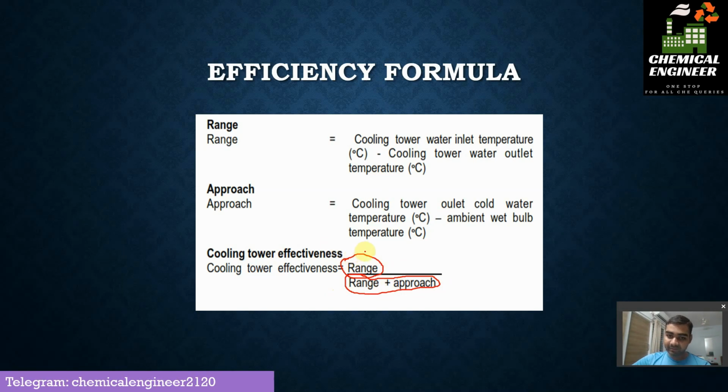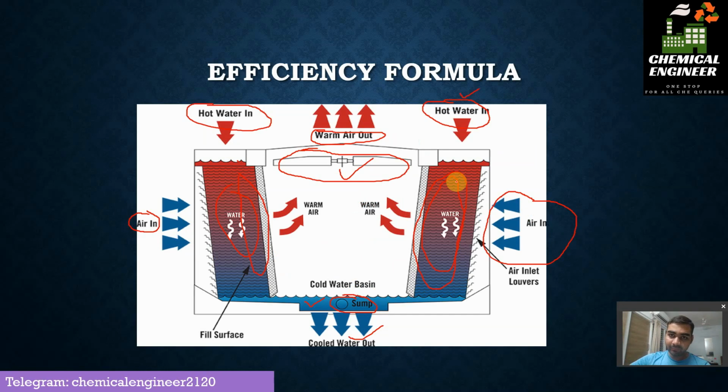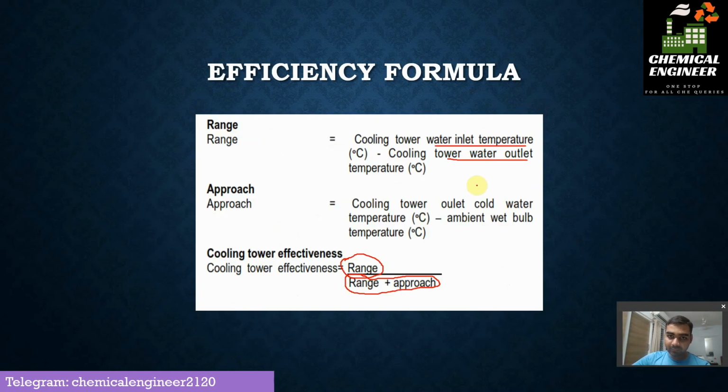Now let us see what range is. Range is nothing but the difference between the water inlet temperature and the water outlet temperature. In this slide, suppose the inlet temperature is TH and the outlet water temperature is TC, then what will the range be? Range will be TH minus TC. This will be our range.